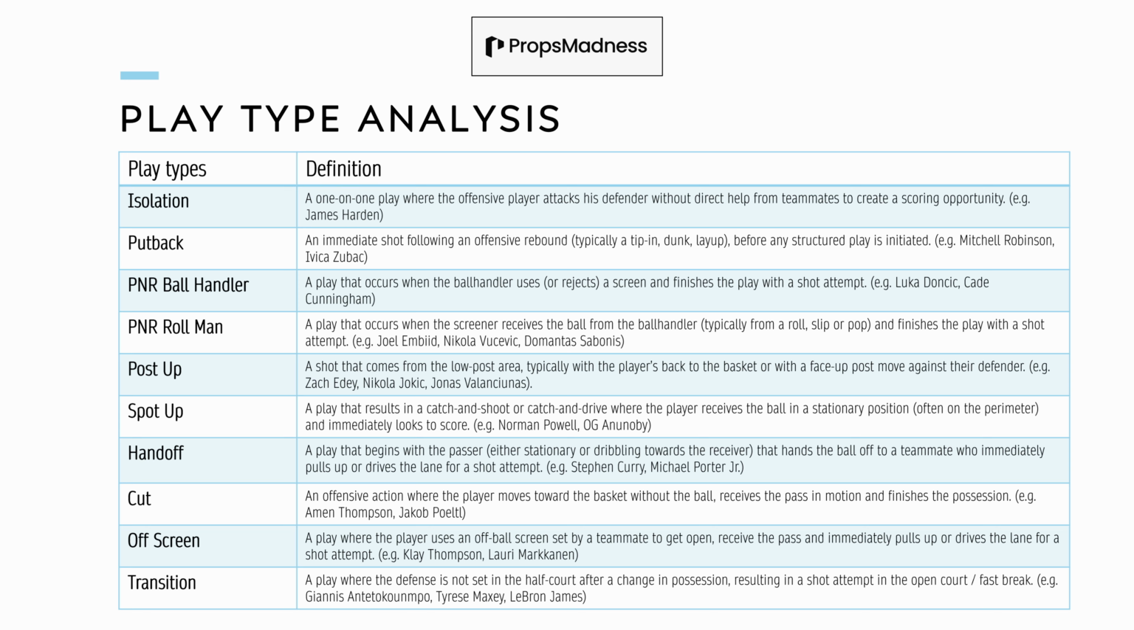So let's start right away by looking at all the different play types we have here. Isolation, putback, pick and roll ball handler, pick and roll roll man, post up, spot up, handoff, cut, off screen, and transition. There's also one more play type that is not factored in here in this table, but that we do keep track of in our play type analysis, which is free throws.